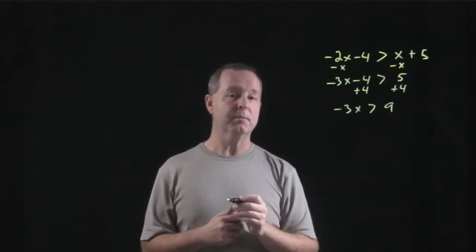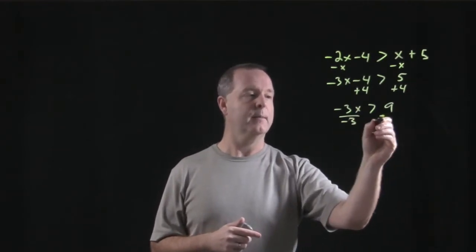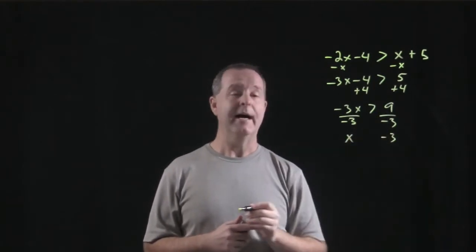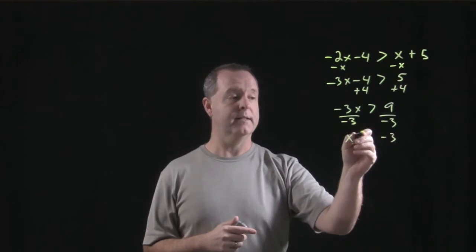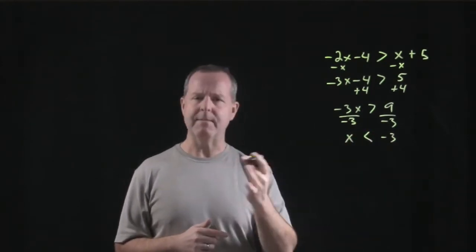When we divide or multiply by a negative, in this case, I'm going to divide both sides by a negative 3. I'm left with an x over here, and over here, I'm left with a negative 3. I must reverse the sign. Let me show you why, and that might make sense.